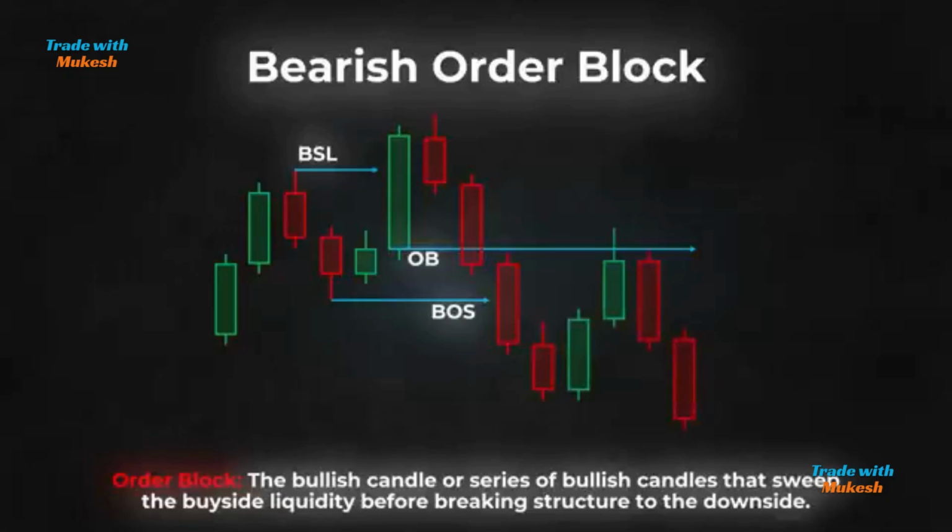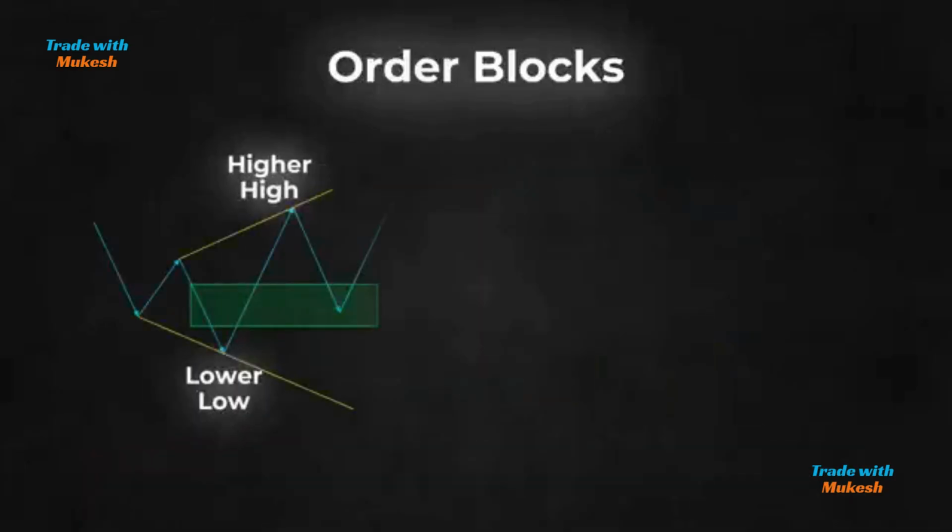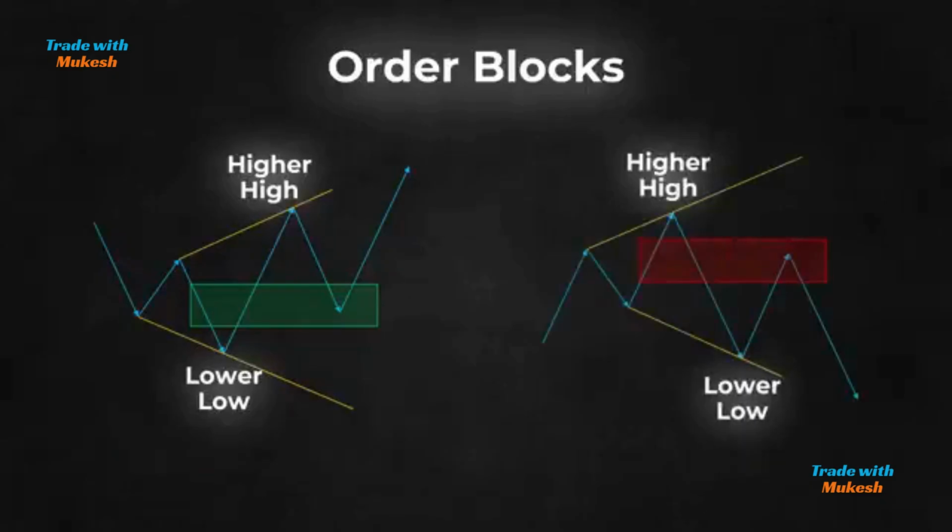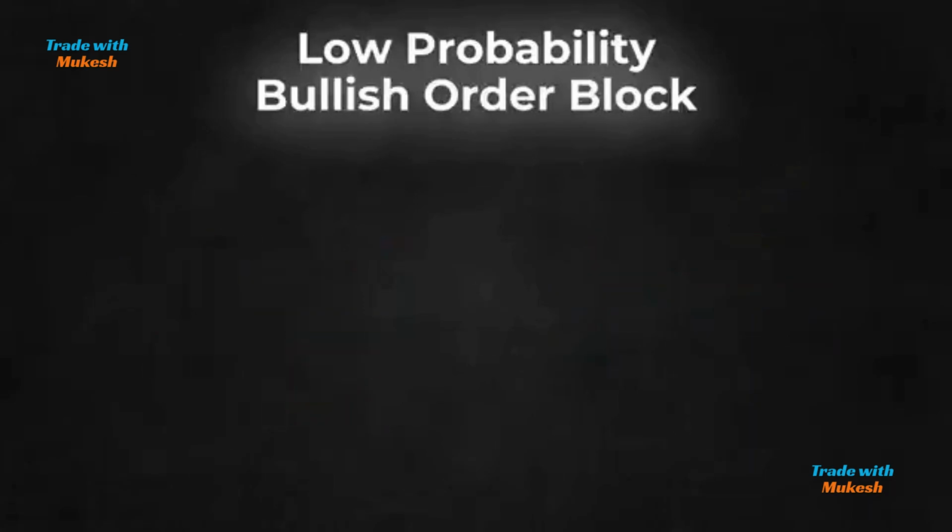Notice that high probability order blocks come from simple expanding pivot formations where a lower low is followed by a higher high in the case of a bullish order block, or when a higher high is followed by a lower low in the case of a bearish order block. We also have the low probability order blocks, which are formed by small body candles with more prominent shadows occurring in the middle of a single price movement. These can also be divided into their bullish and bearish variations.